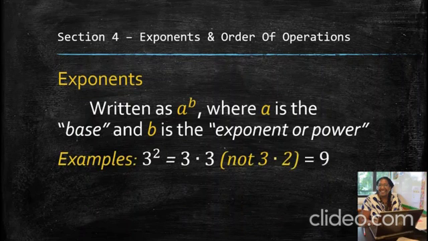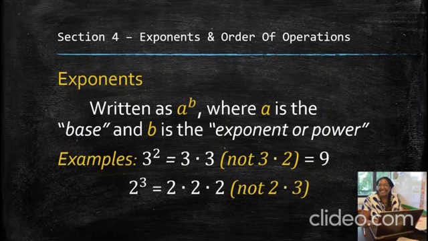3 times 3. Notice it's not 3 times 2, but 3 times 3, which equals 9. Another example is 2 to the third power, where we have 2 times 2 times 2, again, not 2 times 3, and 2 times 2 is 4, times 2 more equals 8.